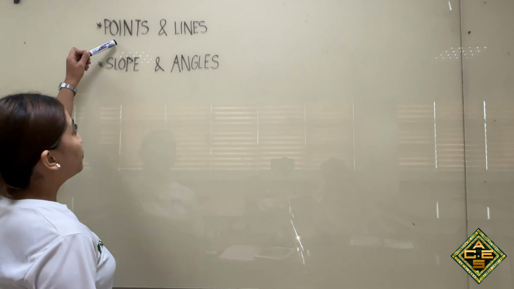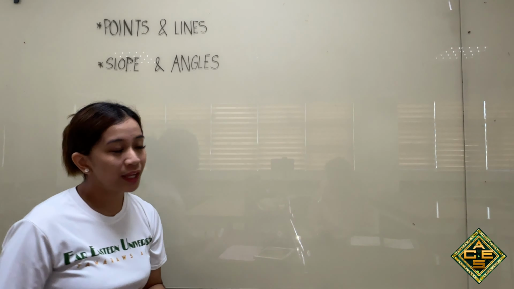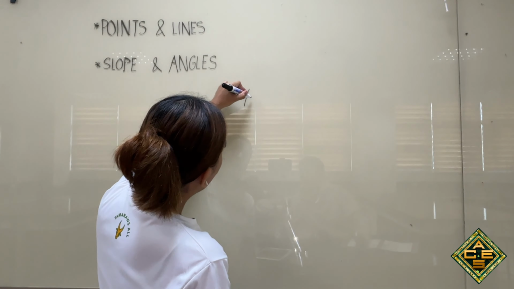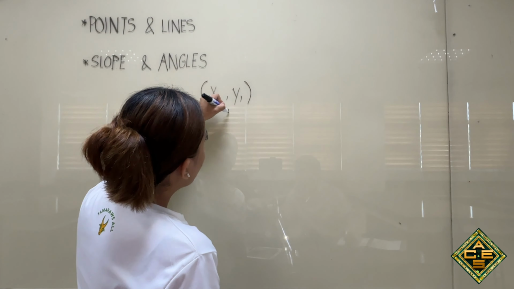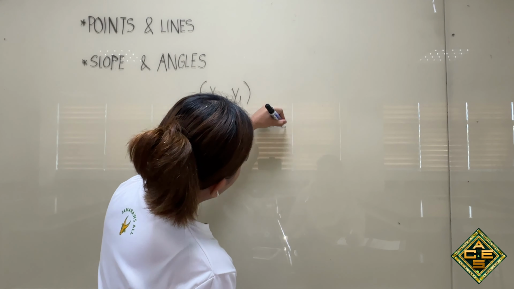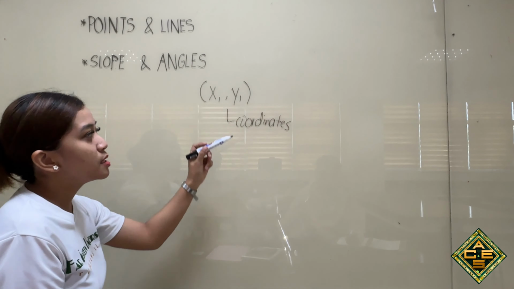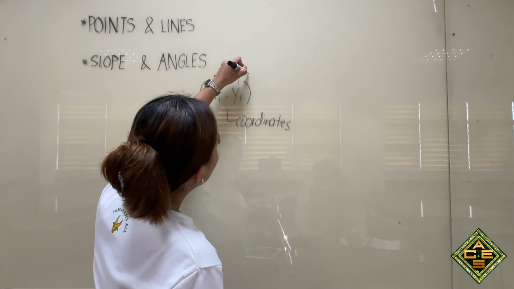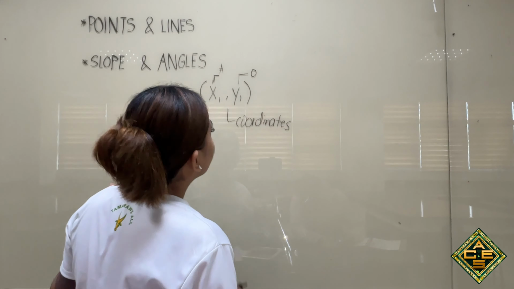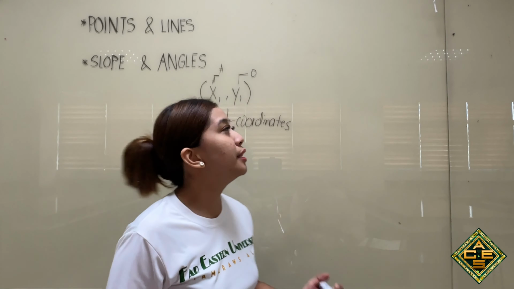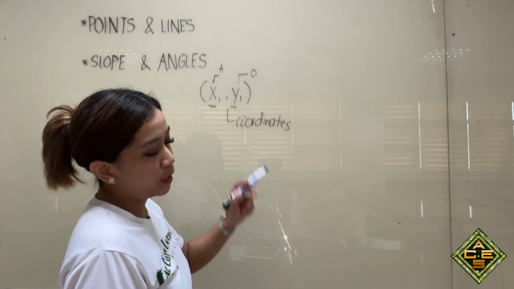So, to start with, ang i-discuss natin ngayon specifically ay points and lines and slope and angles. When given a point x sub 1 and y sub 1, we call this pair as coordinates, wherein the x sub 1 is the abscissa and the y sub 1 is the ordinate. So, in analytic geometry, that's how we formally call this pair of points.